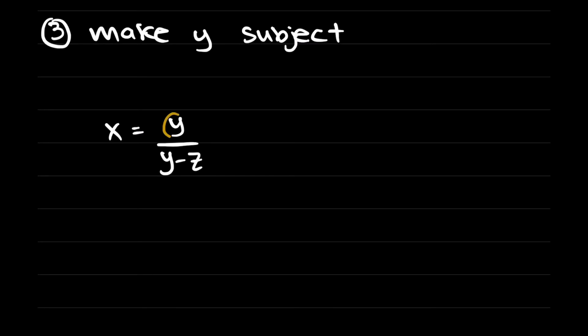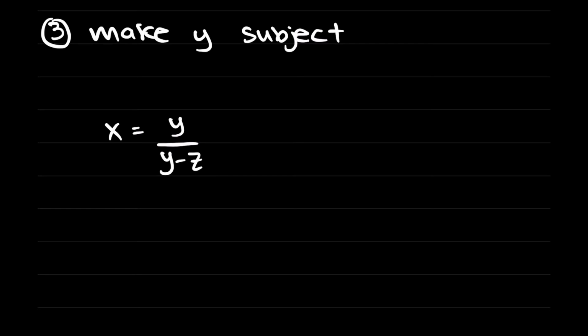But in this case, we have two y's. So let me show you what to do when you have more than one of the subject term. We want to start off doing the same thing: multiply both sides by the denominator of the fraction to get rid of it.